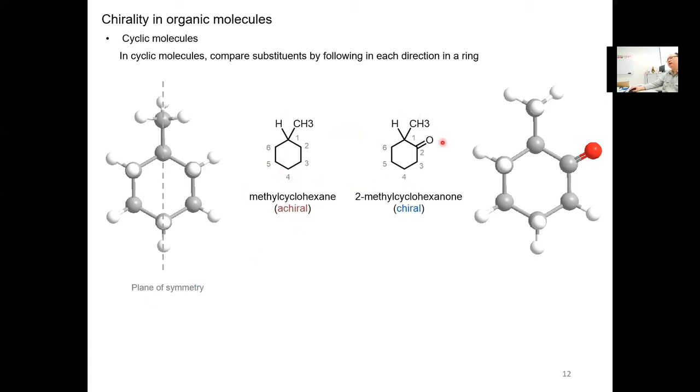Okay, how about this one? 2-methylcyclohexanone. Okay, so methyl, hydrogen on the left, CH2. This one, oh, it's a ketone. So these two are different, and all four of them are different substituents. Thus, it is chiral. Okay.